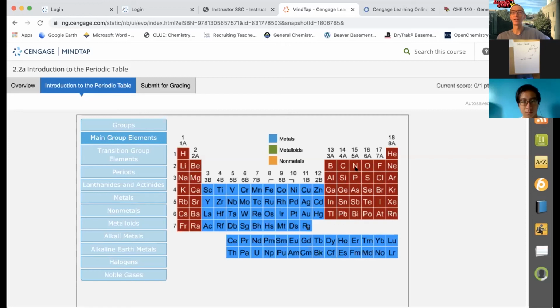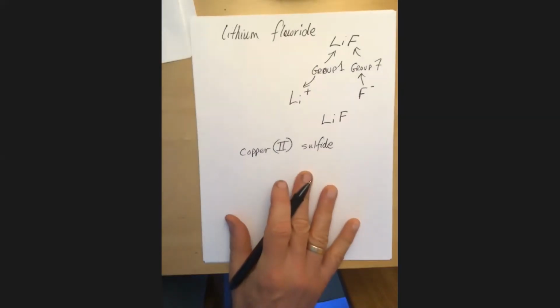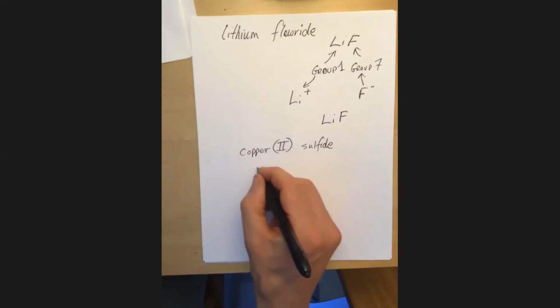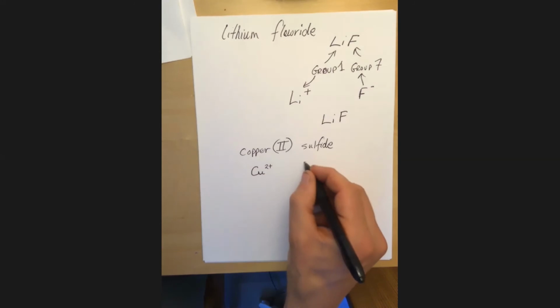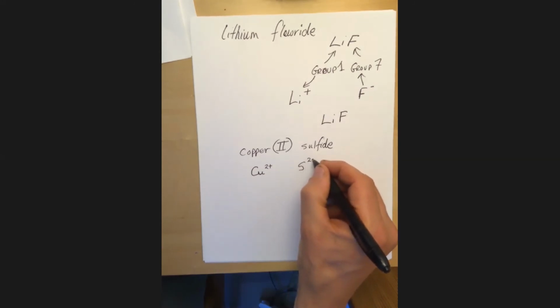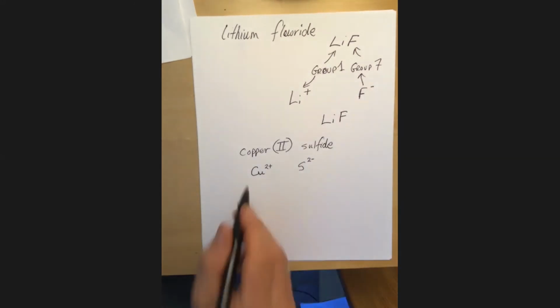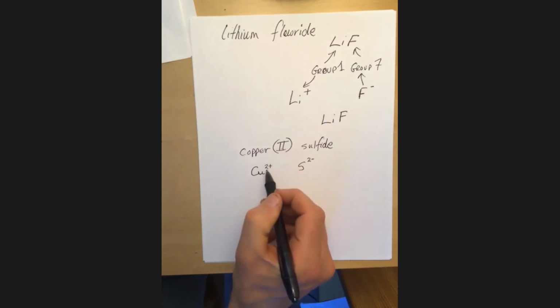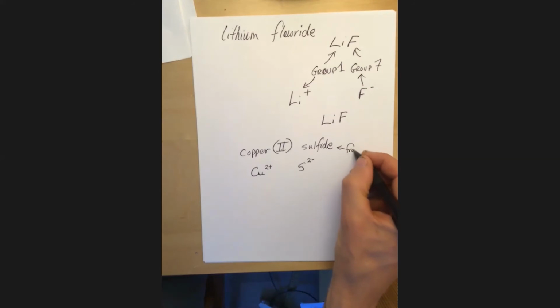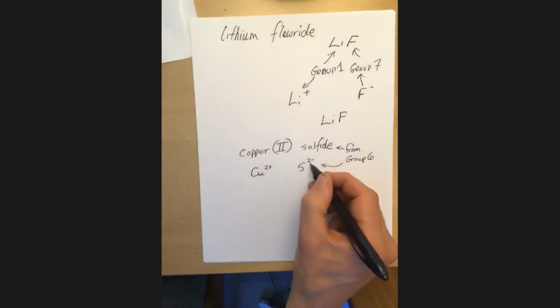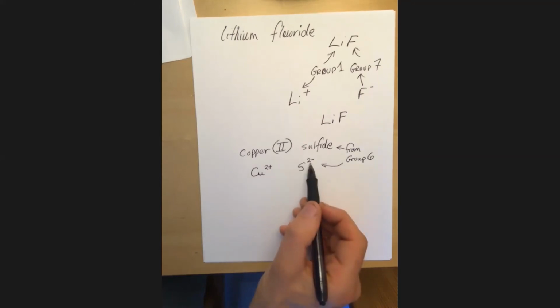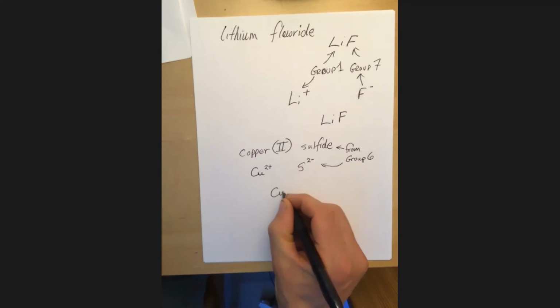So we're going to do copper(II) and sulfide. Copper 2 tells us that it's copper with a 2+ charge. This Roman numeral 2 told us that this is 2+. Sulfide from group 6 tells us that it's sulfur with a 2- charge. Fair enough? Okay, so +2, -2, those charges balance out nicely. And so the formula for copper sulfide is CuS.